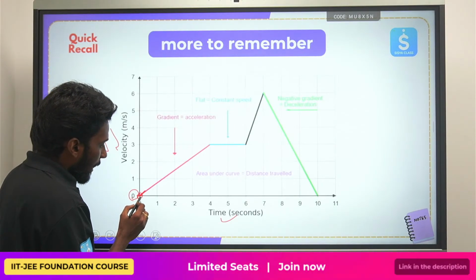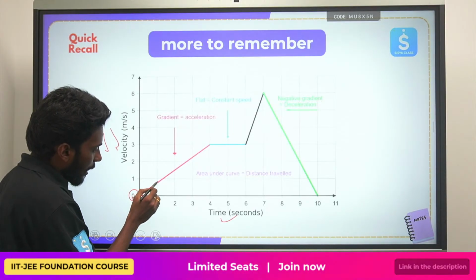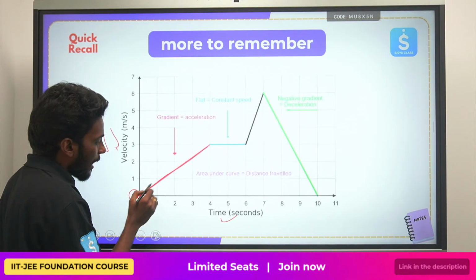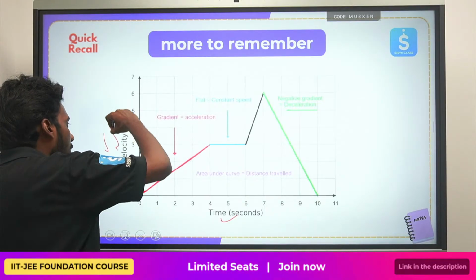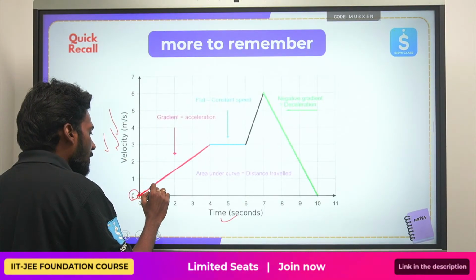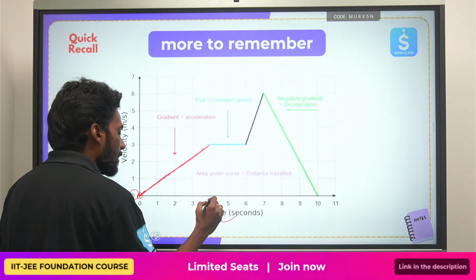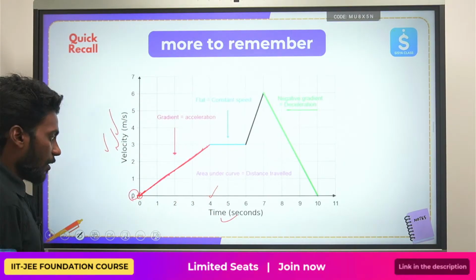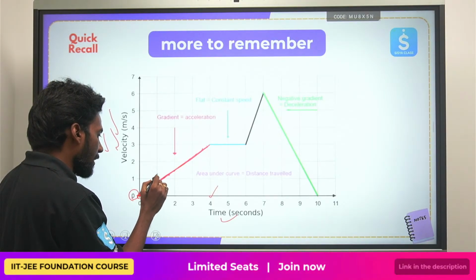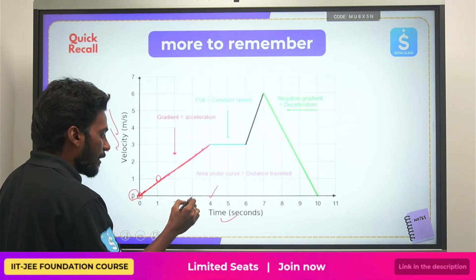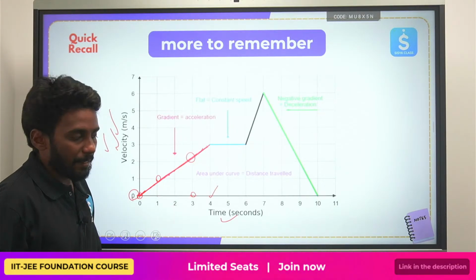So it continued its journey, right? If you see, the graph is gradually increasing. We got a straight line. Straight line means constant, right? So the velocity constantly increased up to the 4th second. If you see, for the first second, it is approximately at 1 meter per second. By the end of the third second, it is approximately at 2 meter per second.